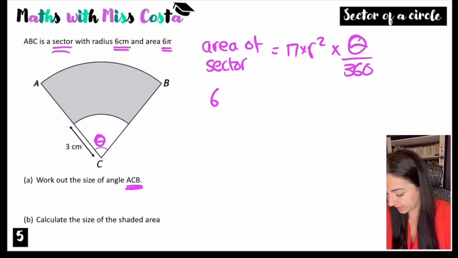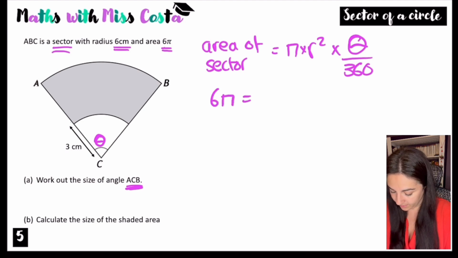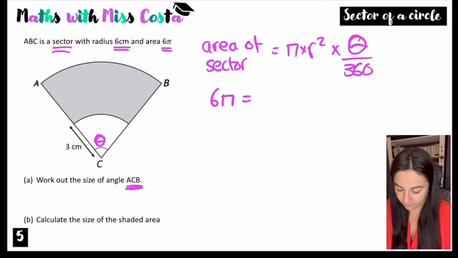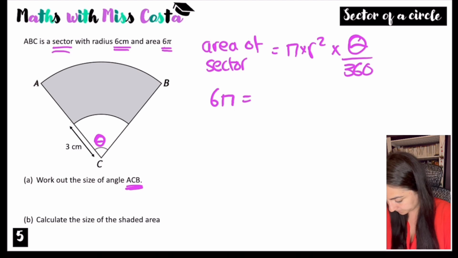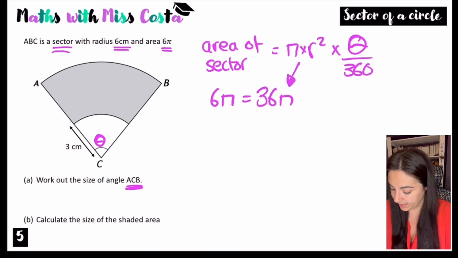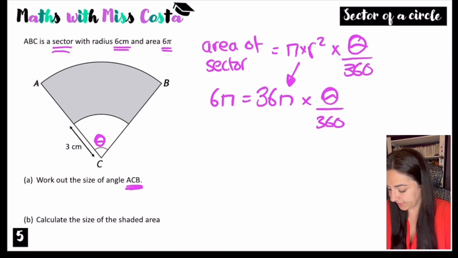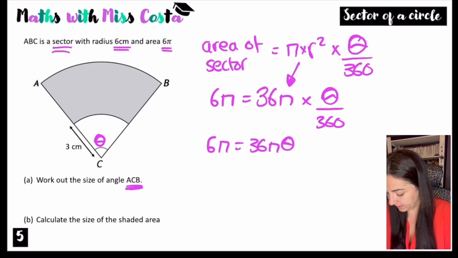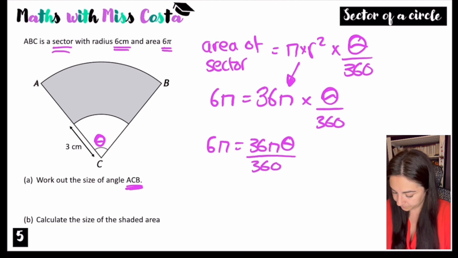So I know the area of the sector is 6 pi, must be pi r squared, and I'm told that the radius is 6 centimeters. So 6 times 6 is 36, so pi r squared would be 36 pi, and that 36 pi times theta over 360 is 6 pi. So let's simplify that. 6 pi is the same as 36 pi theta over 360.